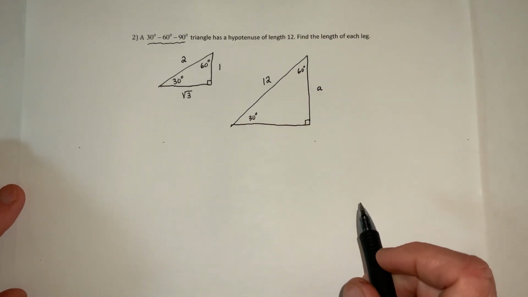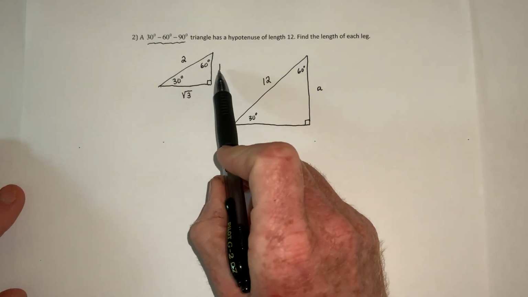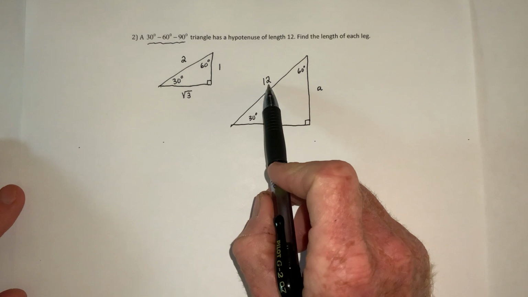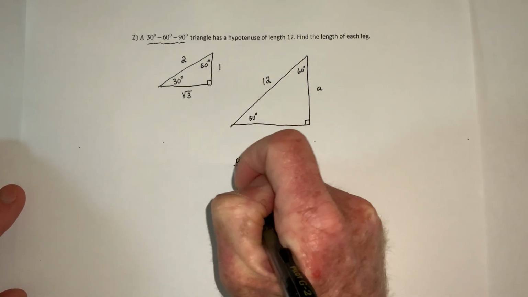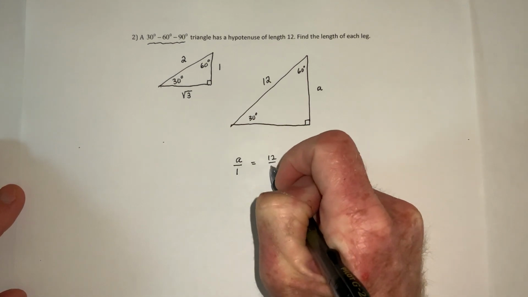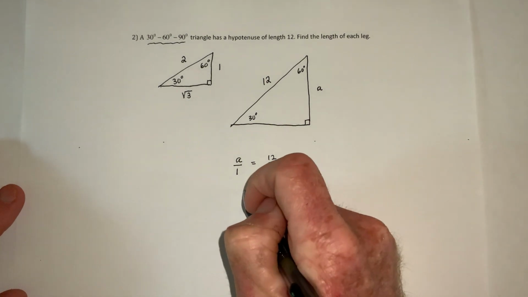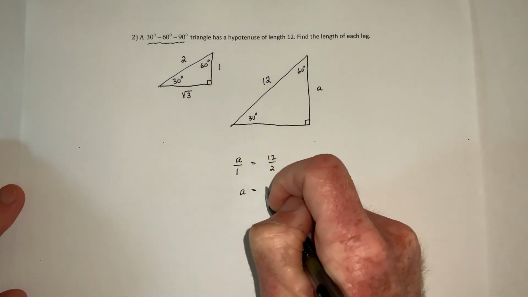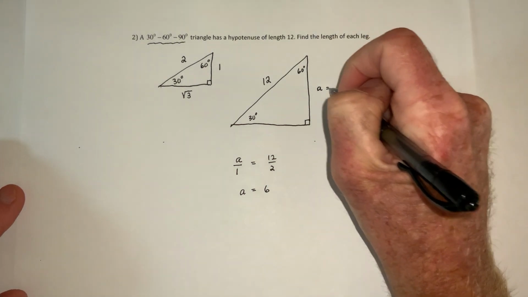Now set up a proportion. So A divided by 1 equals 12 divided by 2. That means that A is equal to 6. All right.